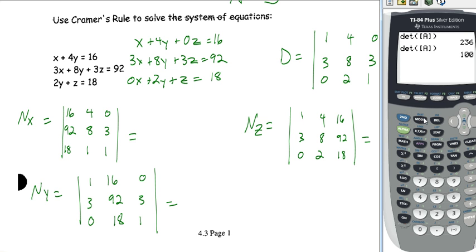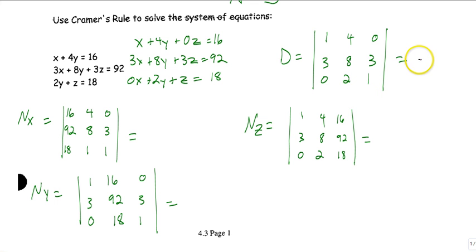Now here's the nice thing. I've already been doing determinant of A. Okay? If you still have that on here, just hit second enter to bring that back up. And the determinant of that A value is negative 10. Negative 10. So this is negative 10. Alright, let's do n sub x now.